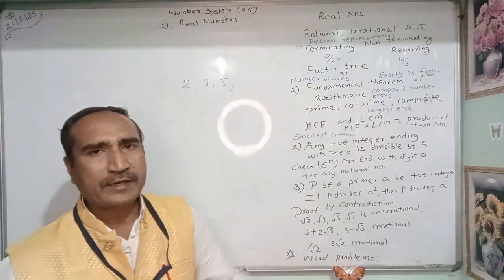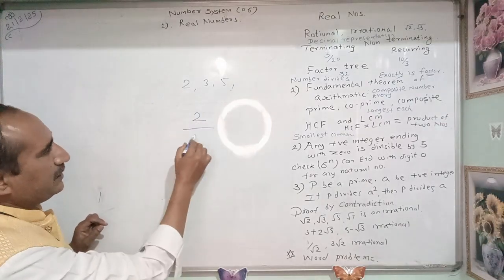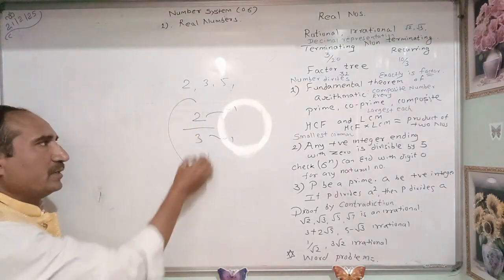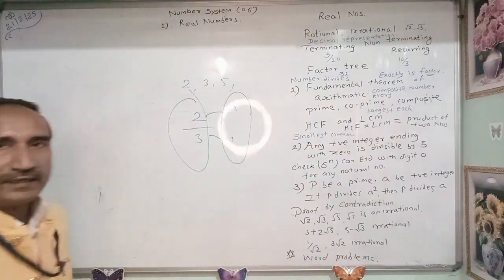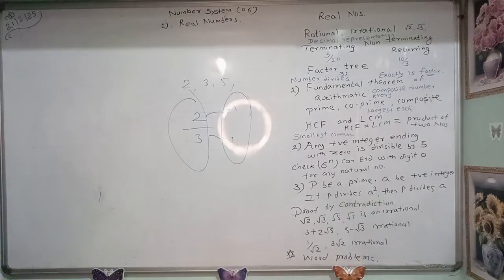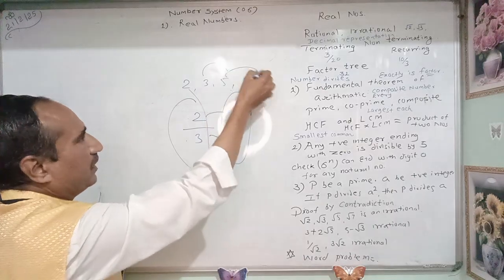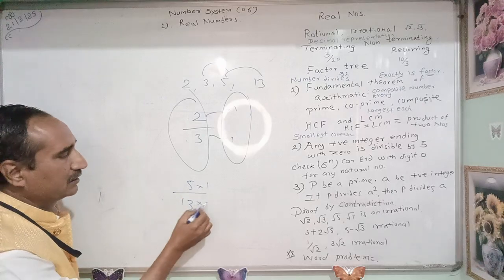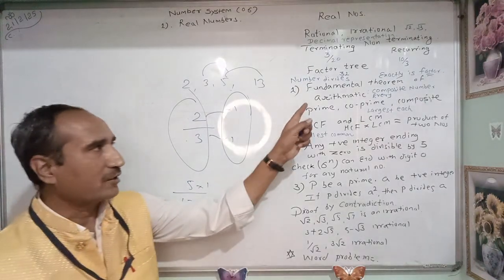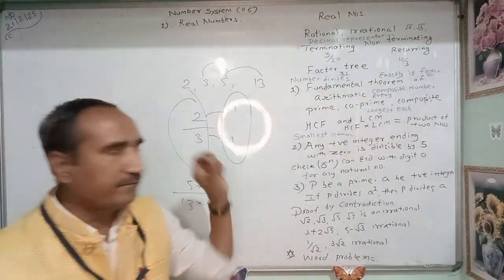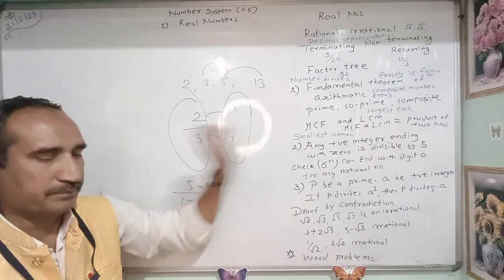Now what about co-prime? Suppose 2 is there and 3 is there. 2 into 1, 3 into 1. So these two numbers have only one common factor, that is 1. So 2 and 3 are called co-prime. Suppose 3 and 5, these are also co-prime. 13 and 5 are co-prime because there is no common factor other than 1. Therefore, they are called co-prime. Now, this word co-prime is very, very important while proving the theorem.